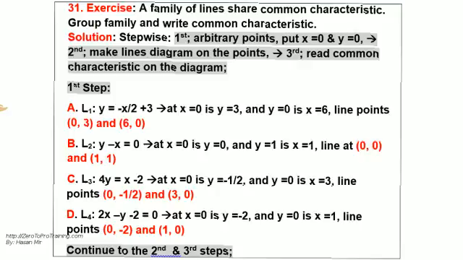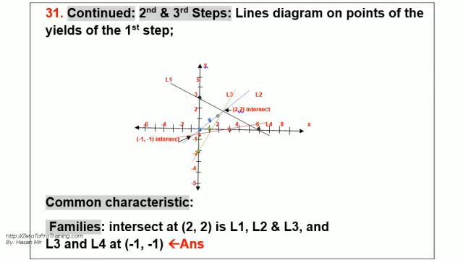Exercise 31. A family of lines shares a common characteristic. Group the family characteristic of L1, L2, L3 and L4; solution in steps. First step, for arbitrary points x equals 0 and y equals 0, shown here. Continued, second and third steps. Lines diagram on points on yields of the second step. Families intersect at points (2, 2) for L1, L2 and L3, and L3 and L4 at (minus 1, minus 1).